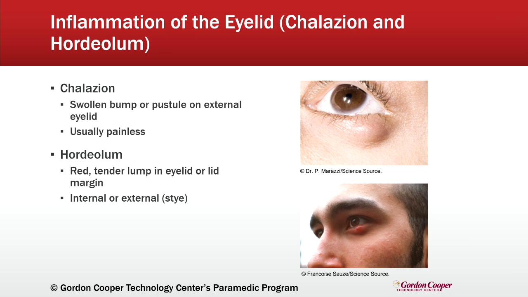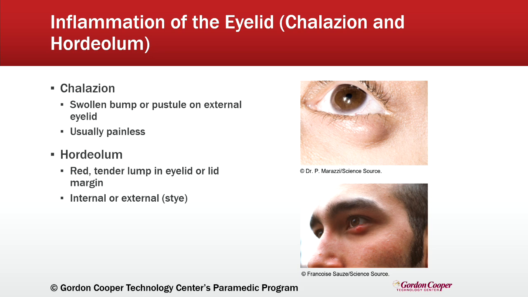A hordeolum is an infection of an oil gland that creates a red tender bump on the eyelid or the eyelid margin. It's commonly known as a stye, which is much easier to pronounce than hordeolum, which, like I say, I don't know if I'm even pronouncing it correctly. That's the best translation that I can do on that. So forgive me if I'm butchering it, but it's much easier just to call it a stye.